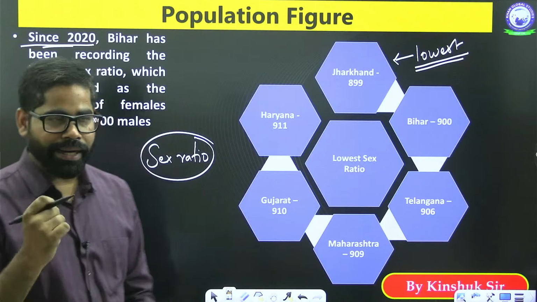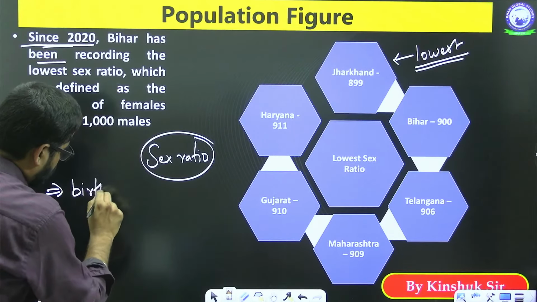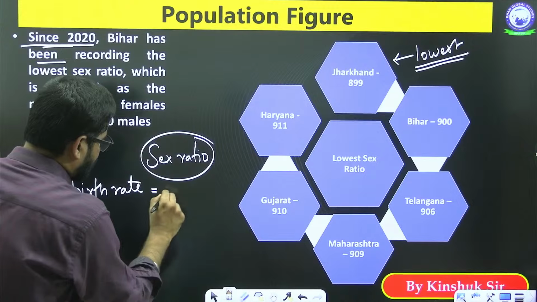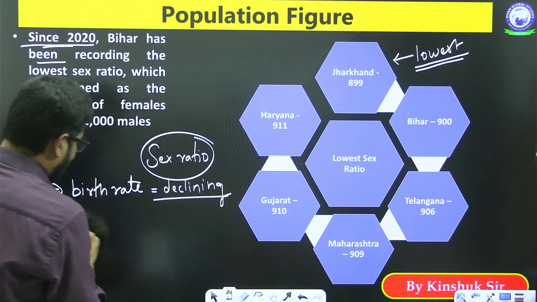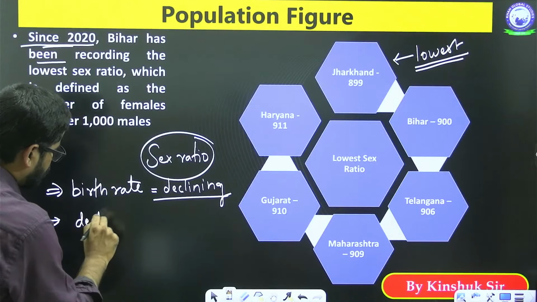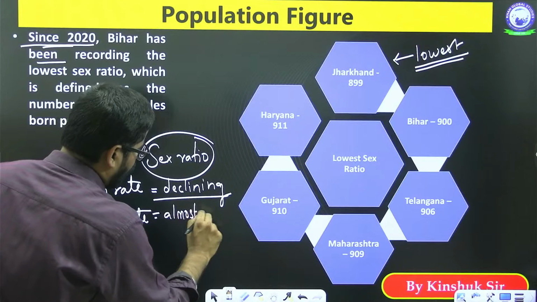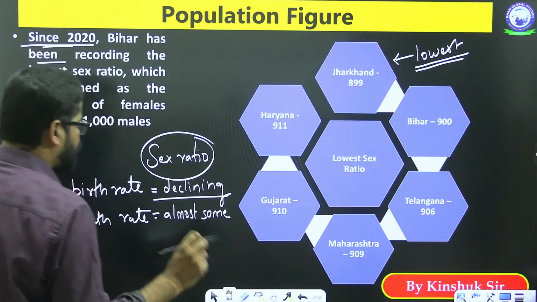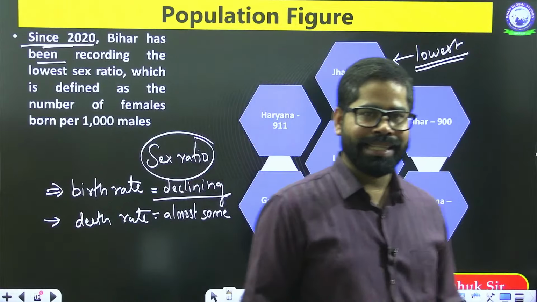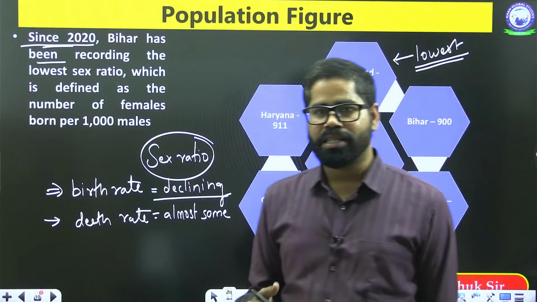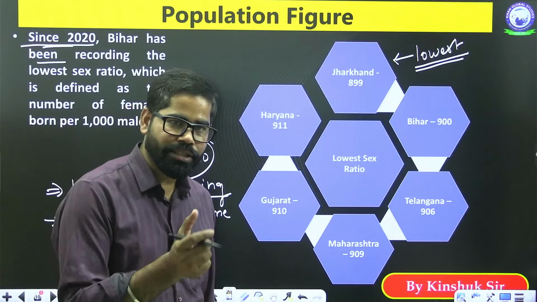So what we see here, like if we look at this, birth rate, this is something which is declining. Second thing, death rate, it is almost same, there is only a marginal increase. Sex ratio, if we talk about this, in some states it is better, in some states it is quite worse.